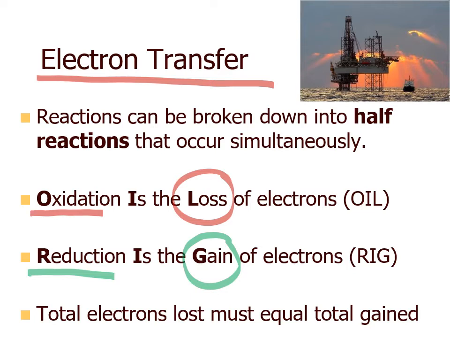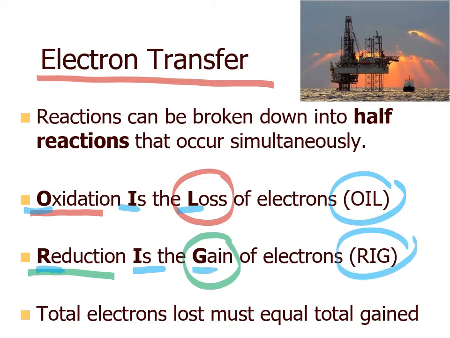An easy way to remember that is OIL RIG: oxidation is loss, reduction is gain. That'll help you remember it. If you hear something like LEO GER, it doesn't work as well; OIL RIG is the way to go. Realize that the total electrons lost must equal the electrons gained, so these electrons are moving from one thing that is losing them to something that is gaining them.